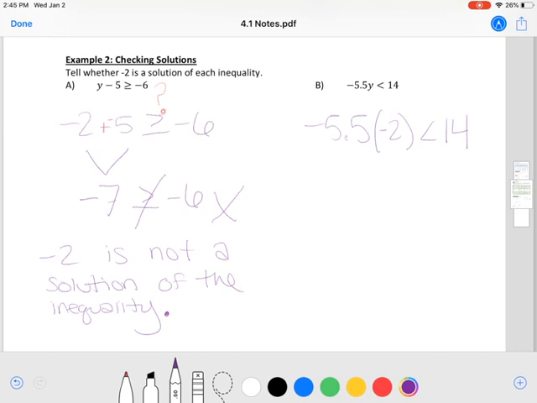So if you were to go ahead and multiply negative 5.5 and negative 2, you're going to get positive 11. And bring down everything else, is less than 14. So right off the bat, just reading that, 11 is less than 14. That's correct. 11 is less than 14. So negative 2 is a solution for this inequality.